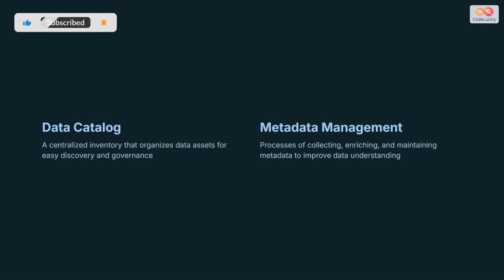Let's define some key concepts. Firstly, a data catalog is a centralized inventory that organizes data assets for easy discovery and governance. Secondly, metadata management includes the processes of collecting, enriching, and maintaining metadata to improve data understanding.